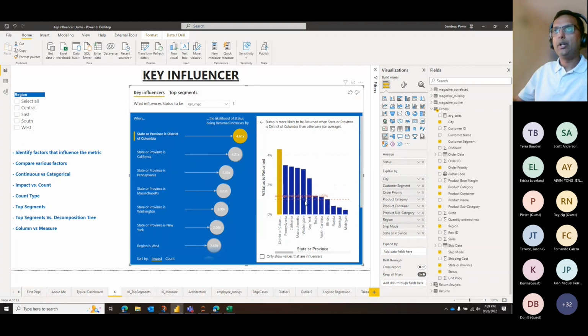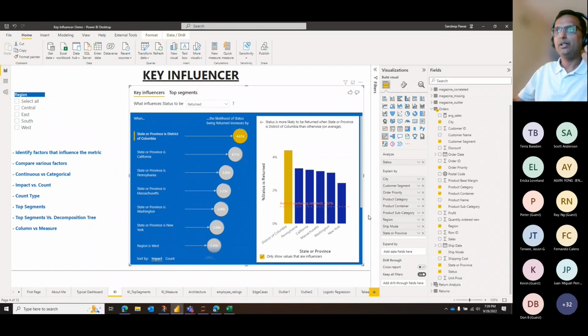Anything that is below that red line, so anything below the average, will not be considered an influencer. In fact, if you see at the bottom here, "Only show values that are influencers." If I check this box, you'll see everything else goes away, right?